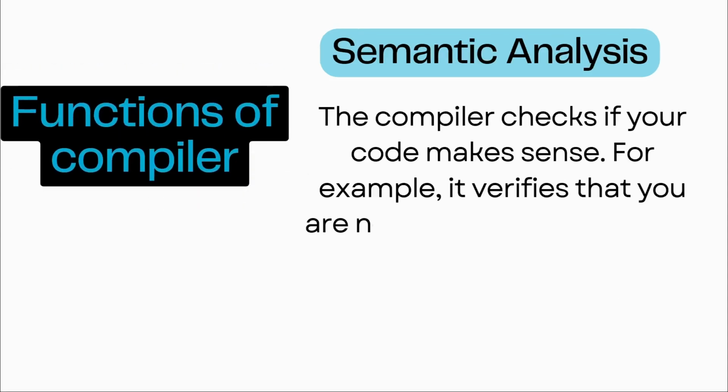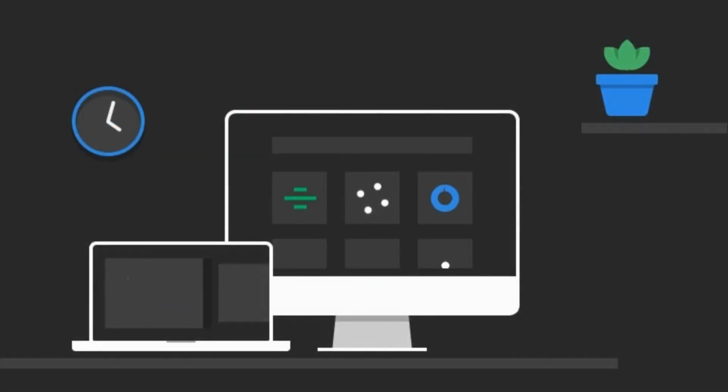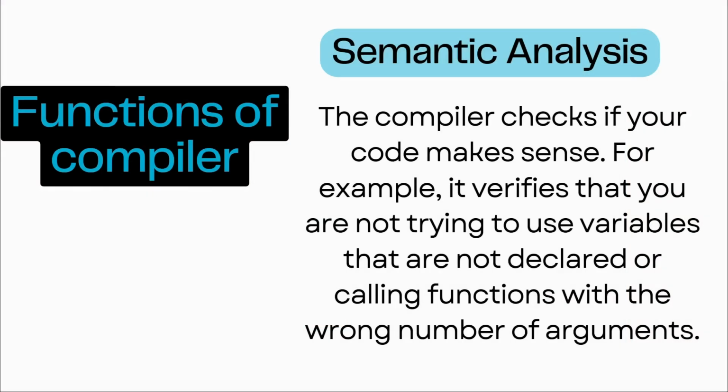Next, it also does something called semantic analysis. The compiler checks if your code makes sense. For example, it verifies that you are not trying to use variables that are not declared, or calling functions with the wrong number of arguments. It will check each and every semantic, and it will halt the compilation process if anything is missing. Suppose you haven't declared a variable but you are trying to use it; that's not a good idea. It will perform semantic analysis and tell you a clear reason why the compilation was halted, with a meaningful message that you are trying to access an undefined variable.